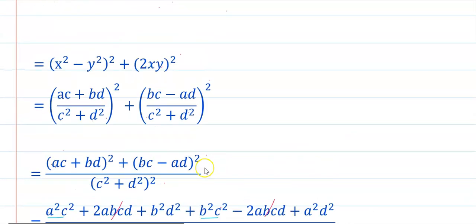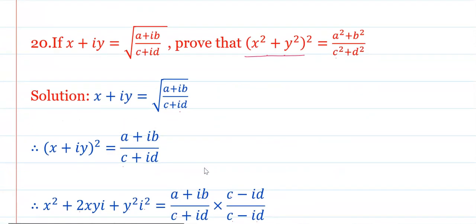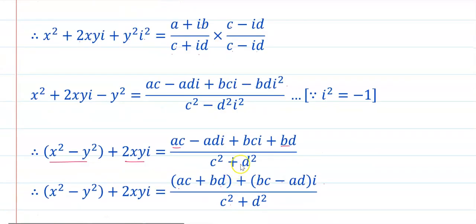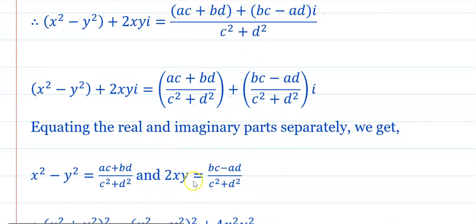You can see again how it was solved. First, this expression, squaring on both sides, simplification with the conjugate of the right-hand side, the conjugate of the denominator. Next, value of I square, collect and equate the real and imaginary parts from both sides. Then you are getting x square minus y square is equal to, and 2xy is equal to.